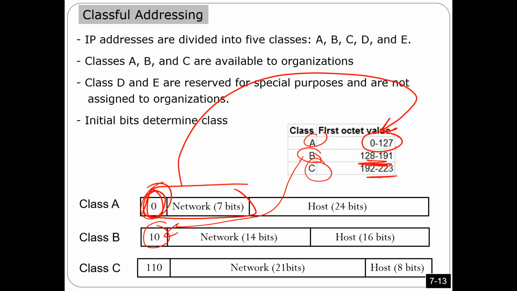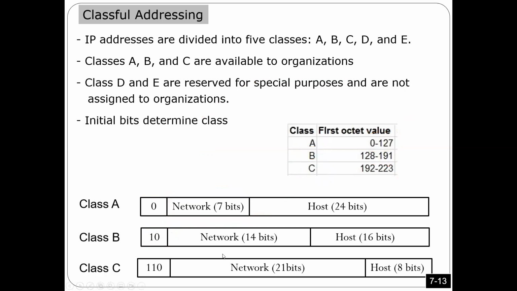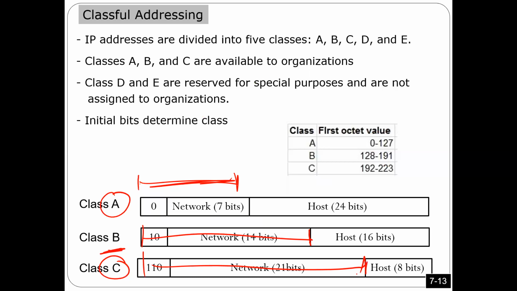This is number one. Number two, once you know the class, you can know how big is the network ID. Got what I'm saying? If this is class A, the network ID is only the first byte. If this is class B, the network ID is going to be 2 bytes. If this is class C, it is going to be 3 bytes. Any questions?